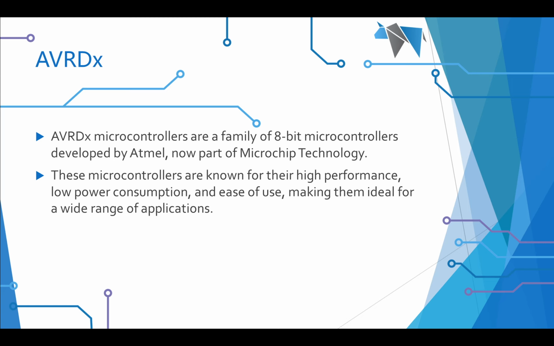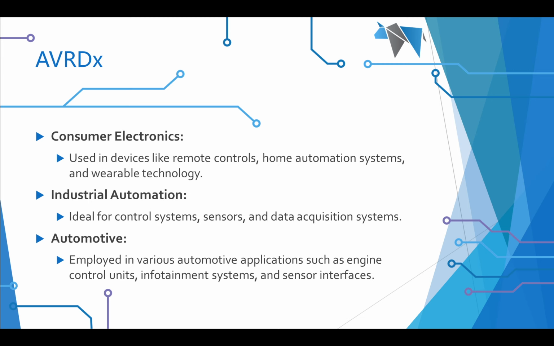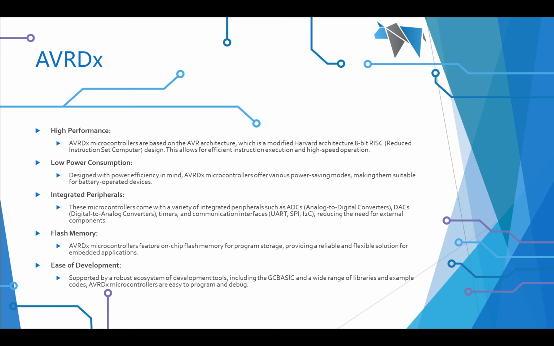AVRDx microcontrollers are 8-bit microcontrollers developed by Atmel. They're now part of Microchip, and they're known for high performance, low power, and ease of use, making them ideal for a large range of applications. They're used across consumer electronics, automation, and automotive. They're quite clever because they're RISC-based, the same as the others, but they've got very low power, integrated peripherals, and flash memory, and now that you can do it in GCBASIC, it makes it so fast to develop.